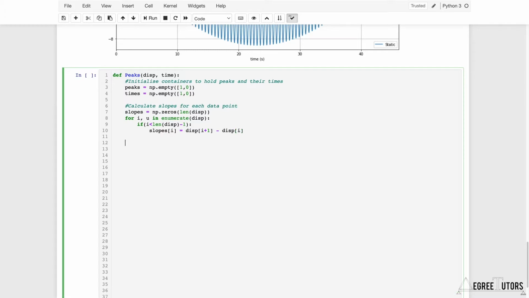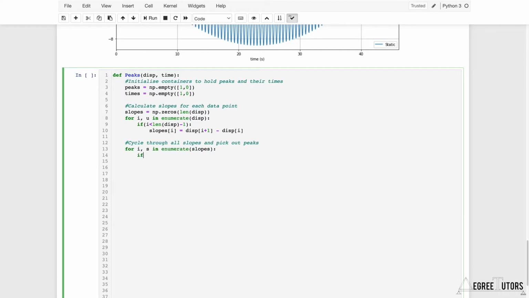So now that I have that done, that for loop will cycle through and get all of my slopes for me. Now I can cycle through all of those calculated slopes and look for sign changes to identify a peak. So we'll set up another for loop. So for I, and this time we'll say the slope is going to be denoted with an S in enumerate slopes.